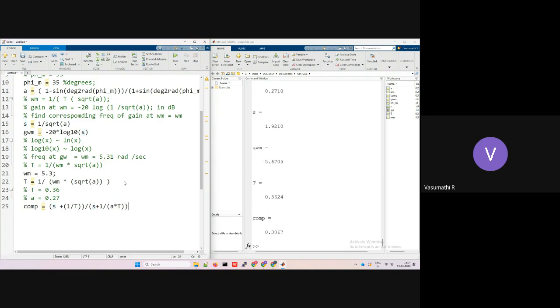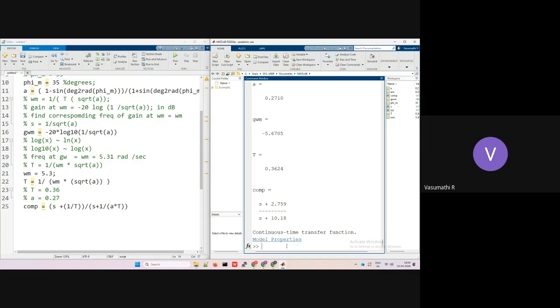Oh no, okay, I have defined s as something. Basically, so this is my compensator design. That is (s plus 2.7) divided by (s plus 10.18). That is my compensator design.